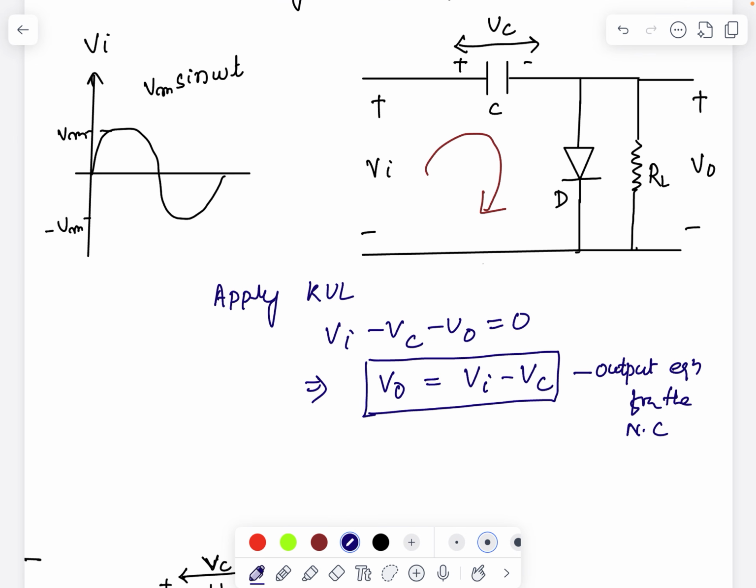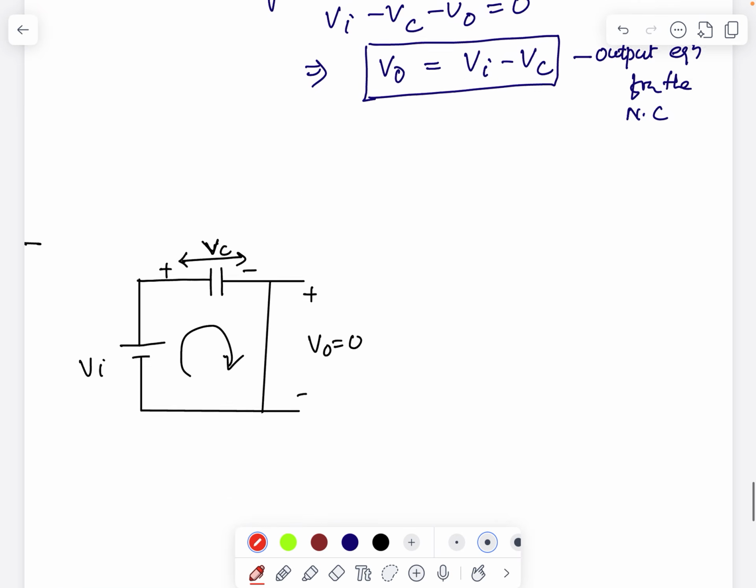Here, as you do not know the capacitor voltage, remember that the capacitor is only charged when the diode is forward biased. As the diode is connected like this, if I am providing a sinusoidal waveform, due to the positive half the diode will be forward biased and behave as a short circuit, and the capacitor will charge. When I provide a positive voltage, this end will be positive and this end will be negative, and the diode acts as a short circuit.